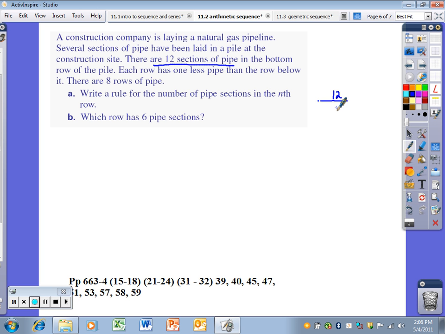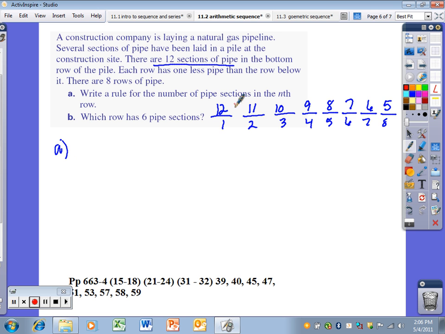So this is the bottom. So I have 8 rows. 1, 2, 3, 4, 5, 6, 7, 8. There are 12 sections of pipe in the bottom row. Each row has one less. So this would have 11, 10, 9, 8, 7, 6, 5. Write the rule.